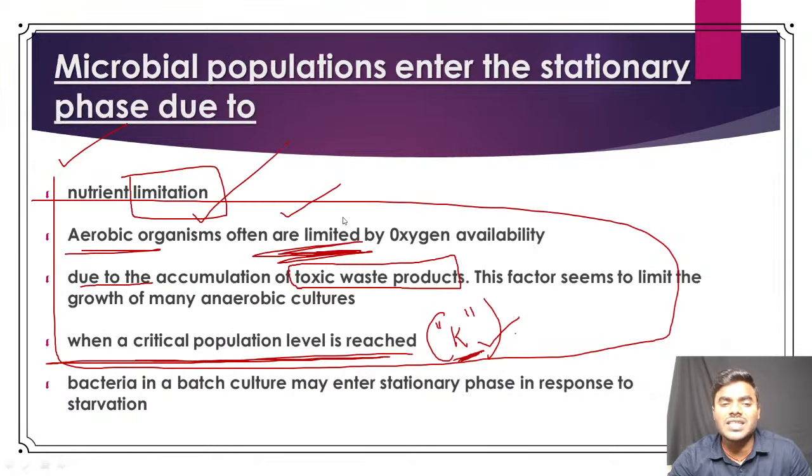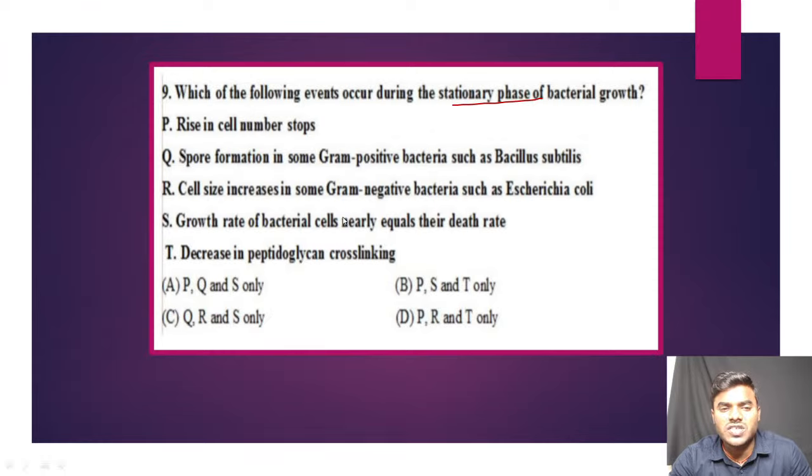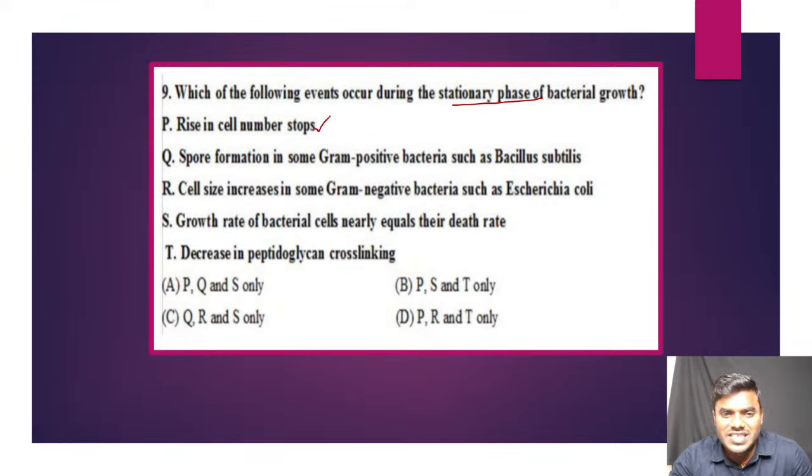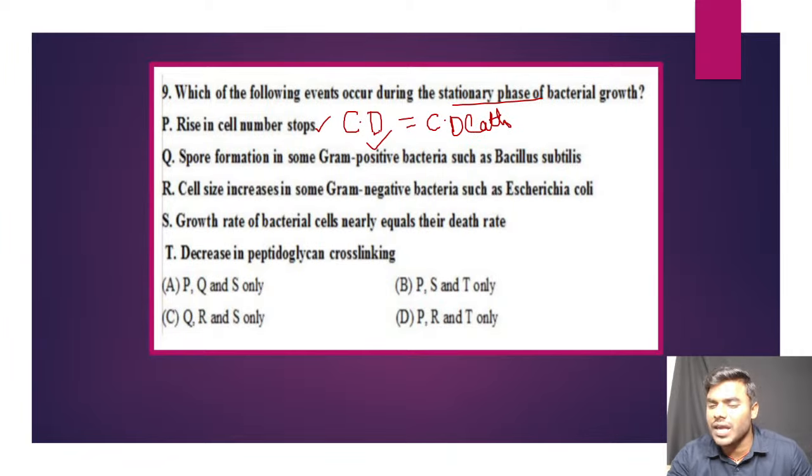Always there is a balance happening. Then how can you say that the rise in the cell number stops? Just now I used a word, friends: there is always a balance between cell division and cell death. So when the division is happening, how can you say that the number is stopping? How will the cell number stop?